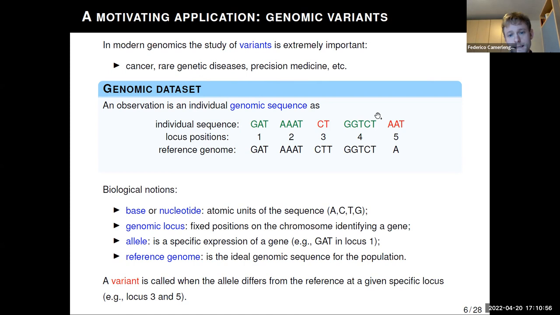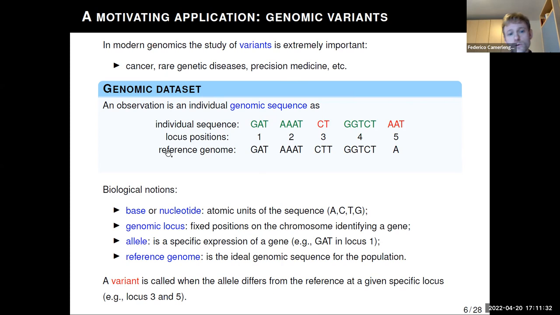As you can see, you have this A, C, T, and G, and these are the atomic units of the sequence, which are called base or nucleotide. The individual sequence is also divided into different locus positions, and each locus position uniquely identifies a gene. The specific expression of a gene is called an allele. So for example, here you have locus position one and you observe the following allele.